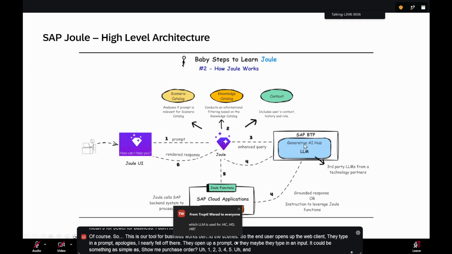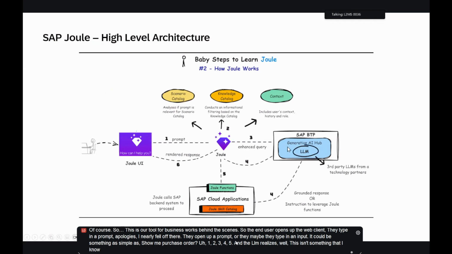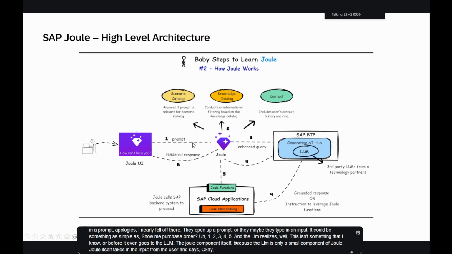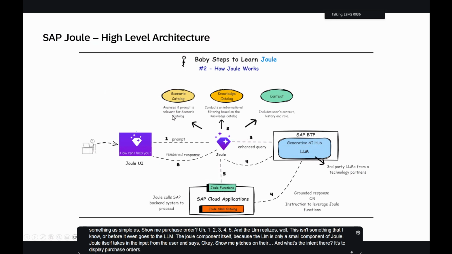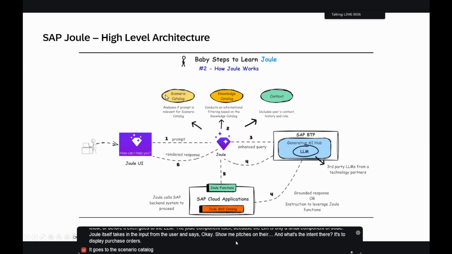And the LLM realizes, well, this isn't something that I know. Or before it even goes to the LLM, the Joule component itself, because the LLM is only a small component of Joule, takes in the input from the user and says, okay, show me purchase order. And what's the intent there? It's to display purchase orders. It goes to the scenario catalog first and checks, is this scenario of displaying purchase orders defined in the scenario catalog?